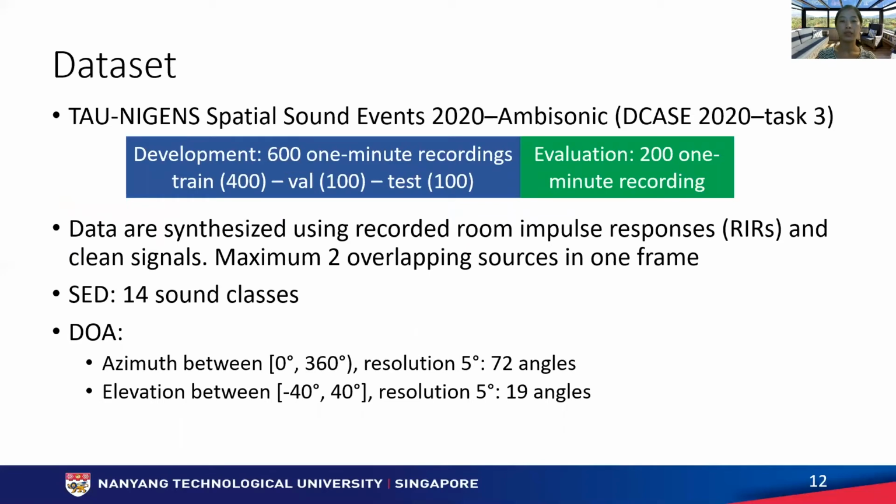We use the 2020 spatial sound events dataset with ambisonic format to evaluate our proposed approach. The dataset consists of 600 recordings for development and 200 recordings for evaluation. Our results are reported on the test set of the development dataset. The dataset consists of 14 sound classes, and we set an angle resolution of 5 degrees for our DOA estimation algorithm.